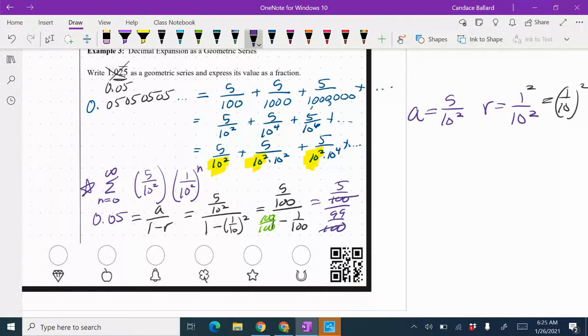And we know when we have those denominators the same that they cancel out. So we end up with 5 over 99.